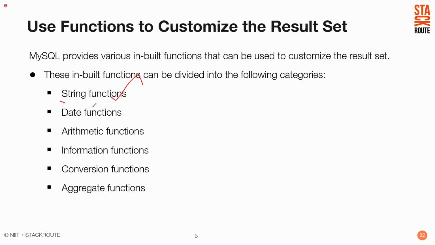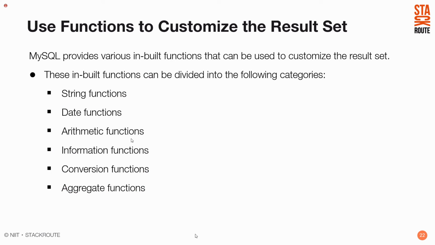String functions, which deal with the character data type. Date functions. Arithmetic functions, which deal with numbers. Information functions about the structure of my database and table. Conversion functions and aggregate functions. Average, sum, count, minimum, maximum all come under aggregate. Converting one type to another is your conversion.